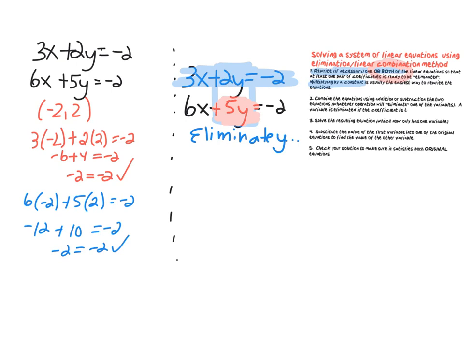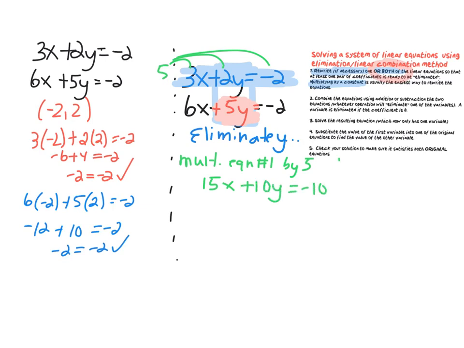So to show you how to rewrite both of them, let's say I wanted to eliminate y. I'm going to multiply the first equation by 5. So I'm just going to call that equation number 1 by 5. So everything is going to get 5 times bigger. So that new equation would be 15x plus 10y was equal to negative 10.